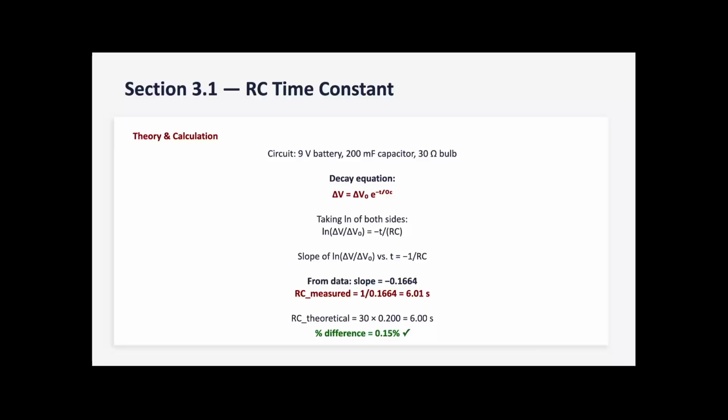Section 3.1 quantified the RC time constant. I set up a 9 volt battery, 200 millifarad capacitor, and 30 ohm resistor in CCK. Recorded the capacitor voltage every second for 20 seconds and plotted the natural log of delta V over delta V naught against time. This should give a straight line with slope equal to negative 1 over RC.